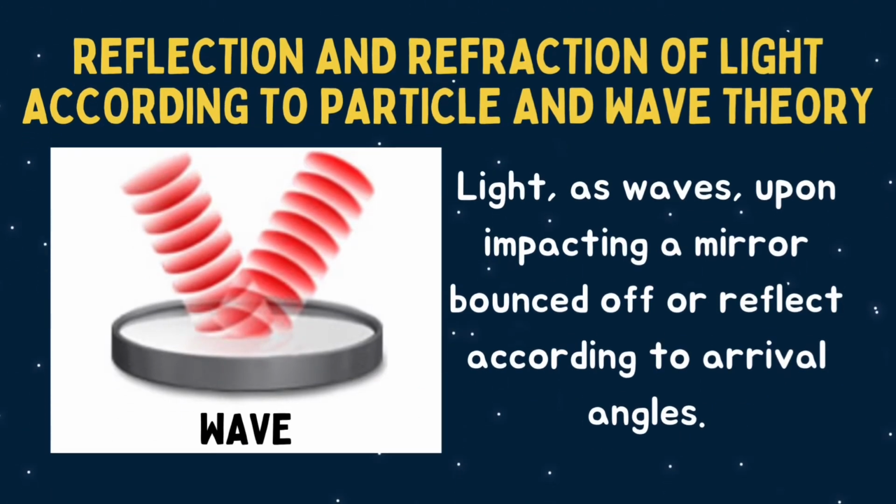Light as a wave, upon impacting a mirror, bounces off or reflects according to arrival angles. According to wave-based theories, the light waves spread out from the source in all directions and, upon striking a mirror, are reflected at an angle determined by the angle at which the light arrives. The reflection process ay binabaligtad ang bawat alon pabalik sa harap, kaya naman ang isang reverse na image ay sinusunod.